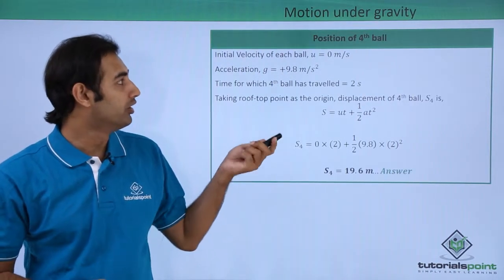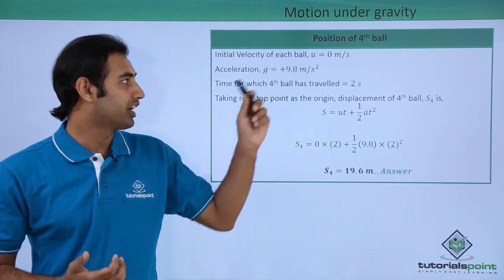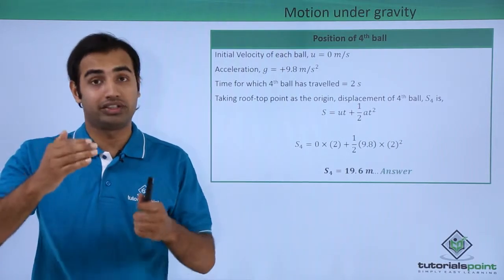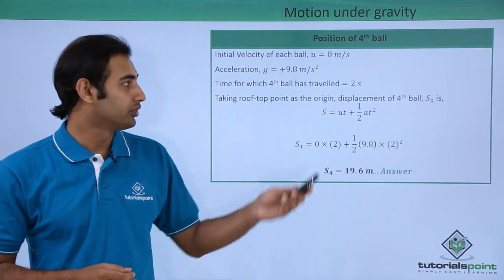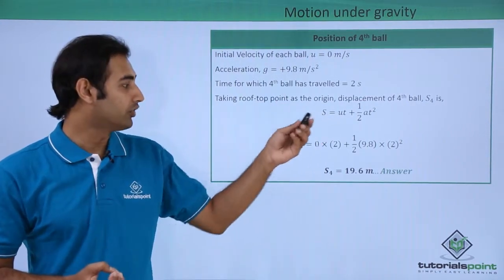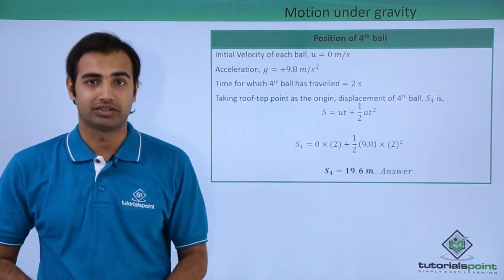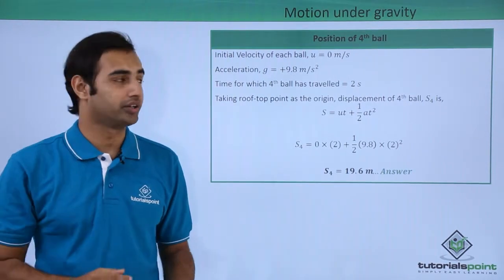Now for the fourth ball, we can once again say that the initial velocity is 0, acceleration due to gravity is 9.8 and the time the fourth ball has travelled is 2 seconds only. So if I plug in the values in s is equal to ut plus half at square, the value for the displacement of fourth ball I obtain is 19.6 meters. So fourth ball is 19.6 meters away from the top point.